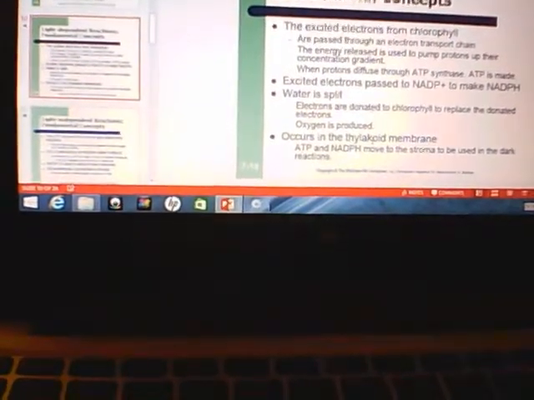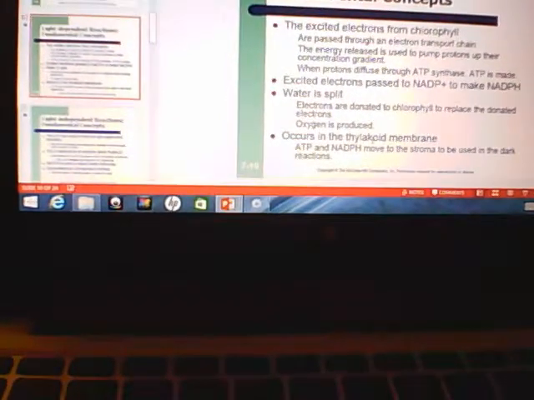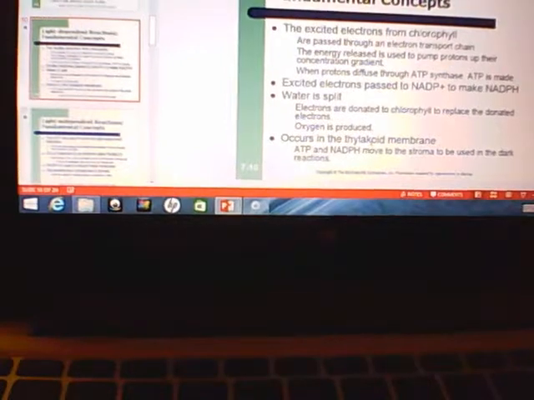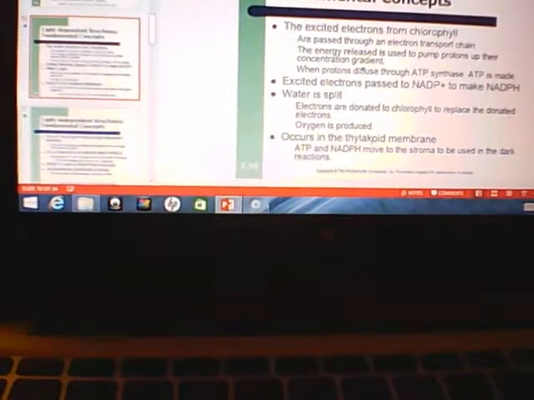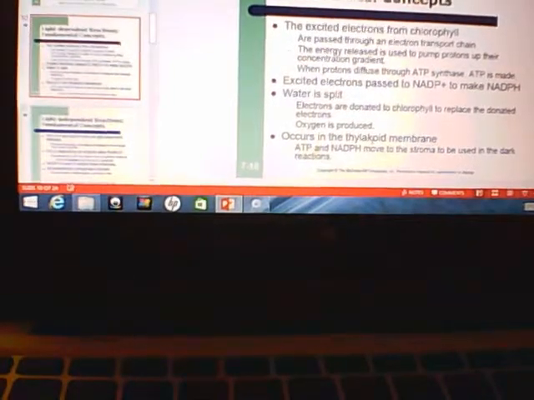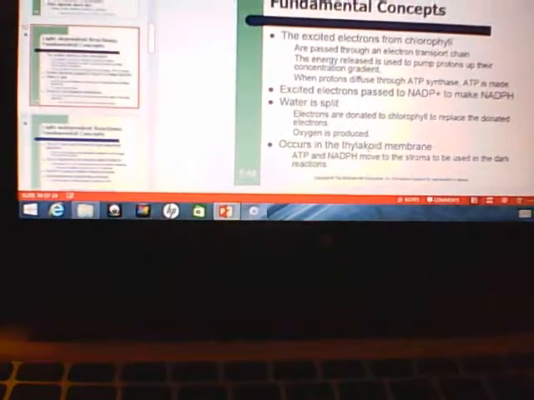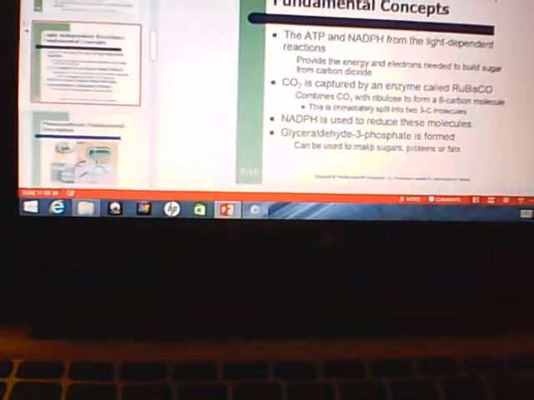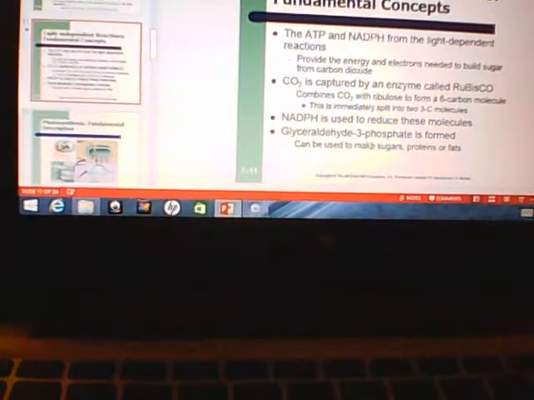So remember, in cellular respiration, everything happened in the mitochondria. Here, the light-dependent reaction is happening in the thylakoid. And the thylakoids are like the stacks of those little discs that are inside of the chloroplast that are called grana. So remembering those terms, too, would help you.